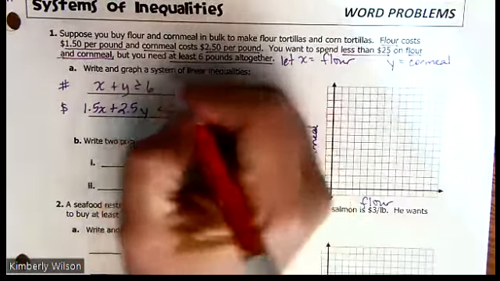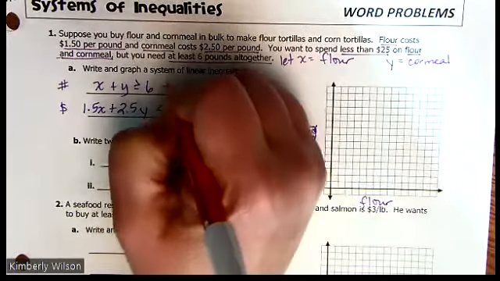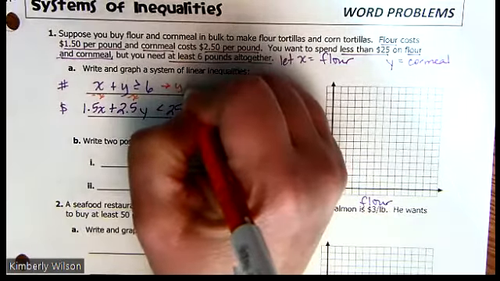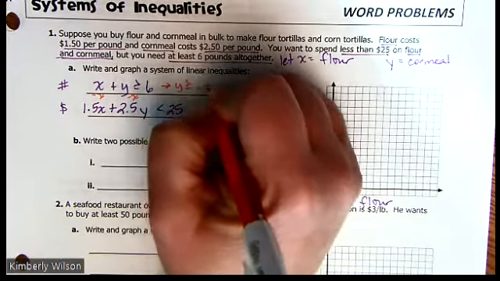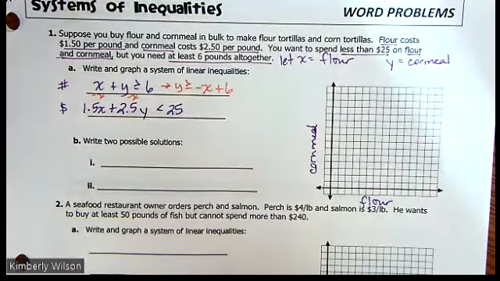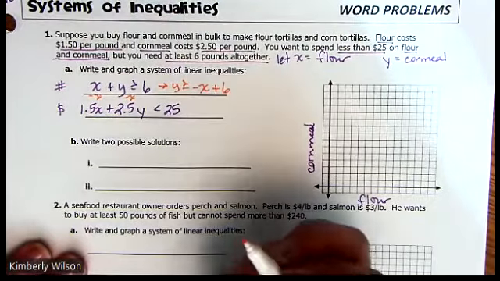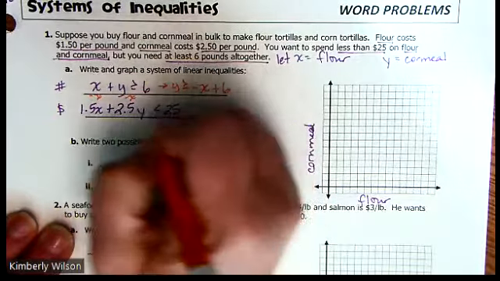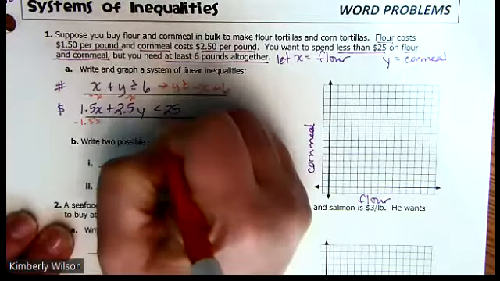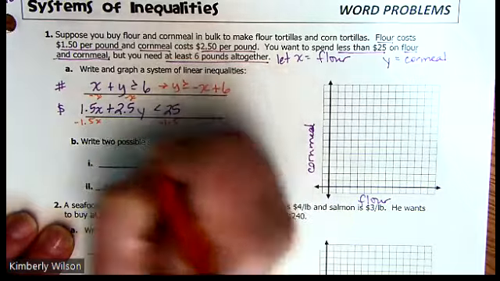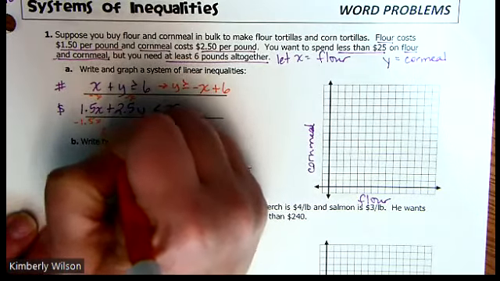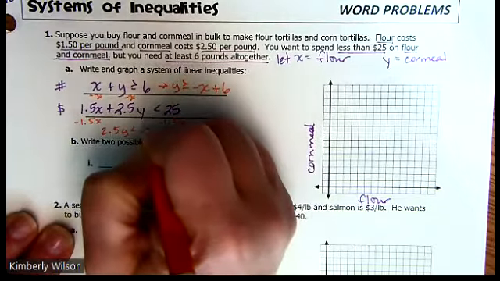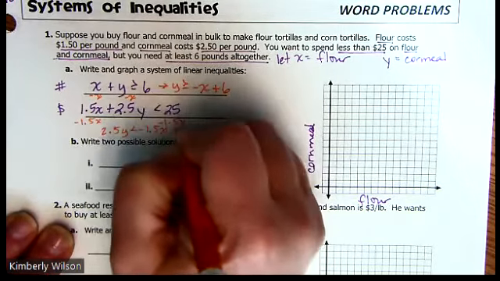I've got to rearrange these. The top one is the easiest because I just subtract x from each side, and we end up with y is greater than or equal to negative x plus 6. This next one involves a little more calculation. I'm going to subtract the 1.5x from each side, and we end up with 2.5y is less than, don't forget the x, negative 1.5x plus 25.